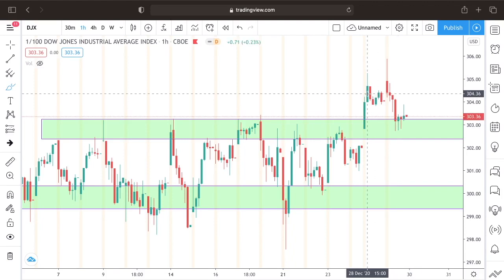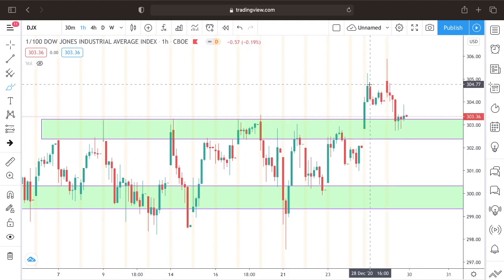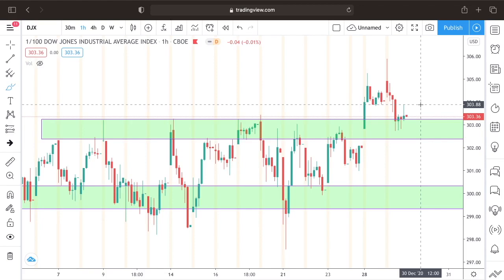We see for this bullish candlestick and this bearish candlestick, there was quite a bit of price rejection at those two individual candlesticks. And as mentioned earlier, this shows us that there are still some sellers in the market. For the coming days, for the Dow Jones to maintain its bullish momentum, I want to see the Dow Jones breaking above this price level of 303.88.